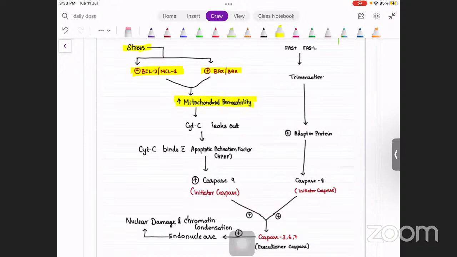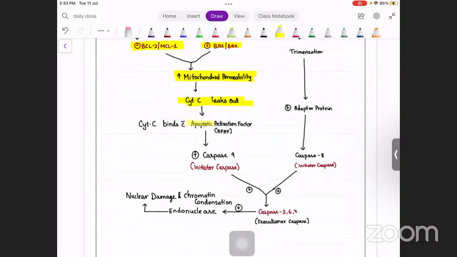Whenever mitochondrial permeability has been increased, what happens to cytochrome C? It leaks out, right? Because it is placed in the intermembrane space of your mitochondria. Whenever the anti-apoptotic protein has been inhibited and the apoptotic protein has been activated, the mitochondria will show increased permeability, where cytochrome C will leak out. Normally it won't, but due to the increase in mitochondrial permeability, it leaks out and then it binds with APAF, apoptotic activation factor.